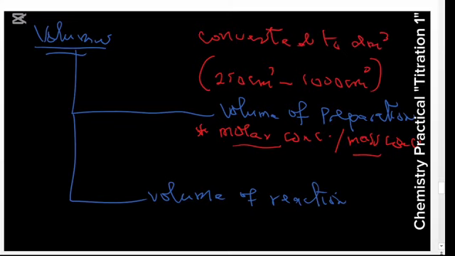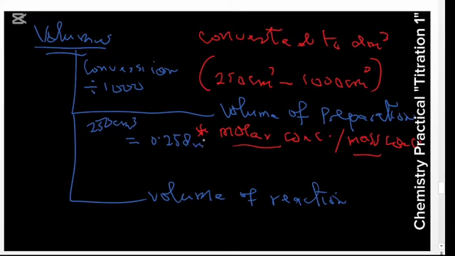So, if you need to convert them to dm3, what do you have to do? You divide by 1000. Conversion, right? So that will be divided by 1000. For example, if you have 250 cm3, it's equivalent to 0.25 dm3. If you have something like 500 cm3, it's equivalent to 0.5 dm3. So whenever you have values in cm3 and it is the volume of preparation, you can convert them to dm3. That's very, very important.